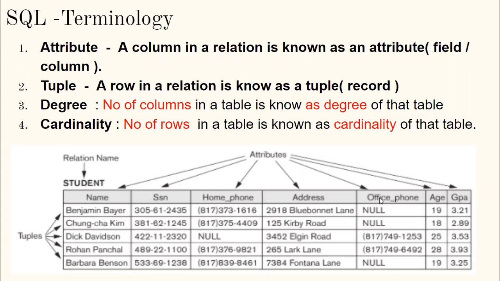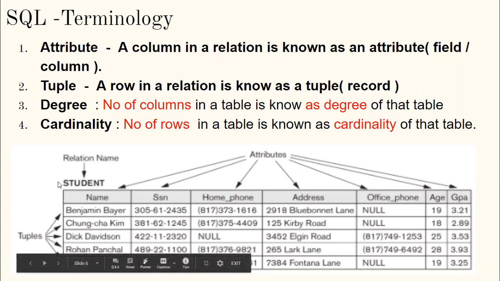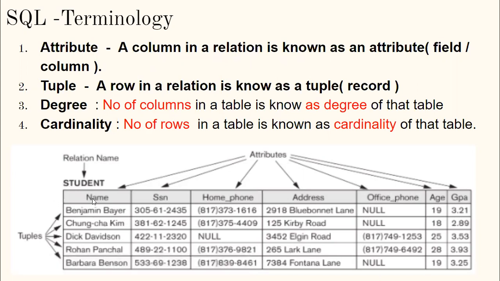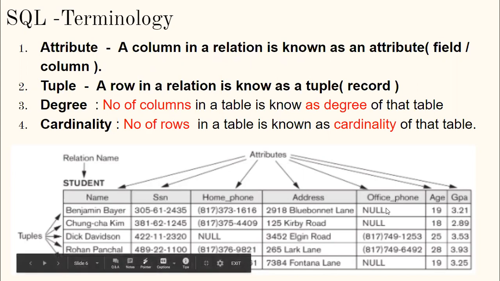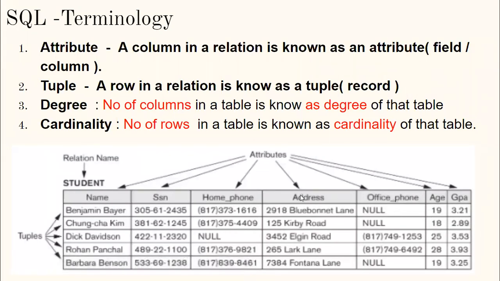Now see here, this is a student table example. Here in the student table, we have a name, then so many columns like home phone, address, office phone, age, like that, so many pieces of information. So this heading, normally we say, that is called the attribute or a column. A column in a relation, relation meaning the table name. So here the table is called a student table. So a column in a relation is known as attribute.